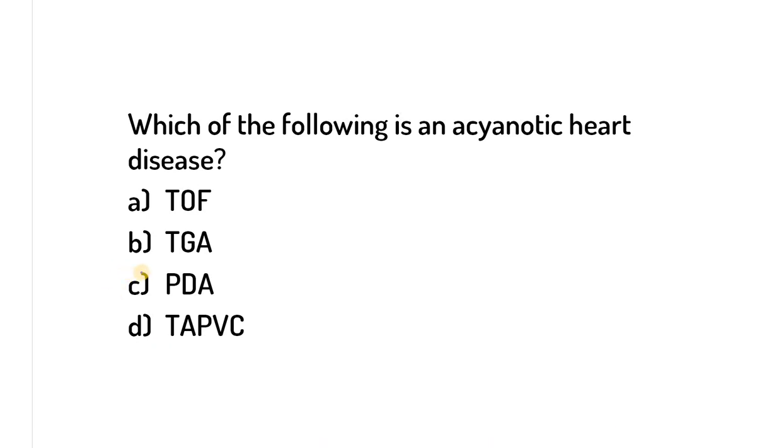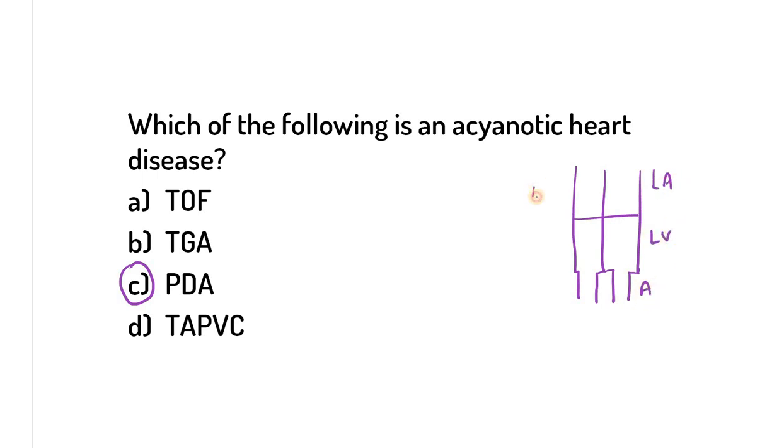Next is a very simple question asking which of the following is a cyanotic heart disease. The answer is PDA, patent ductus arteriosus. You can remember the acyanotic heart diseases like this. Suppose this is the outline of the heart which I am drawing, and the blood vessels originating from the heart like this. So this is left atrium, left ventricle and aorta on this side. This is right atrium, right ventricle and pulmonary artery on the other side.